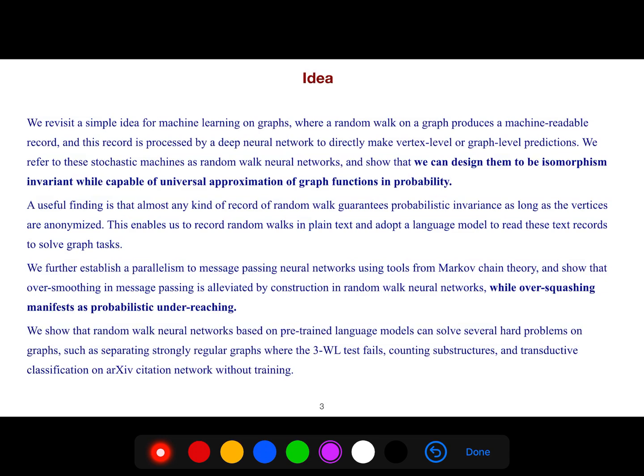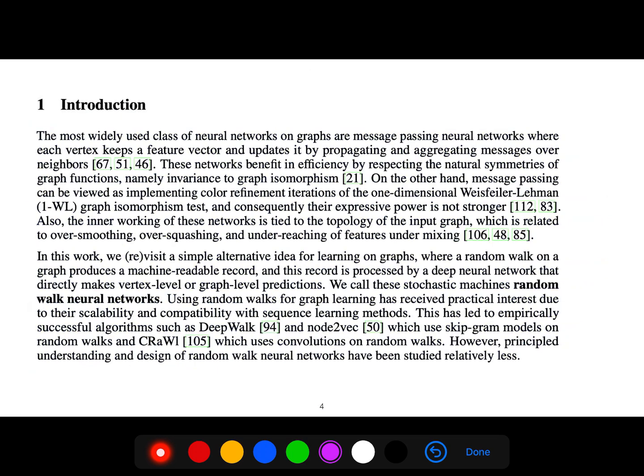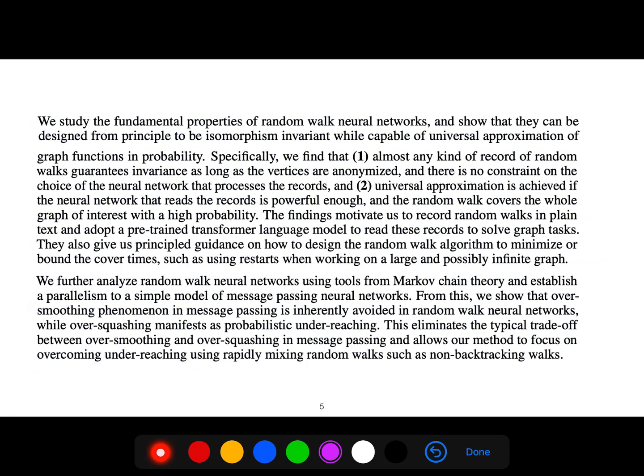We refer to these stochastic machines as random walk neural networks and show that we can design them to be isomorphism invariant while capable of universal approximation of graph functions in probability. We studied the fundamental problems of random walk, show how they can be designed from principles to be isomorphism invariant while capable of universal approximation of graph functions in probability.